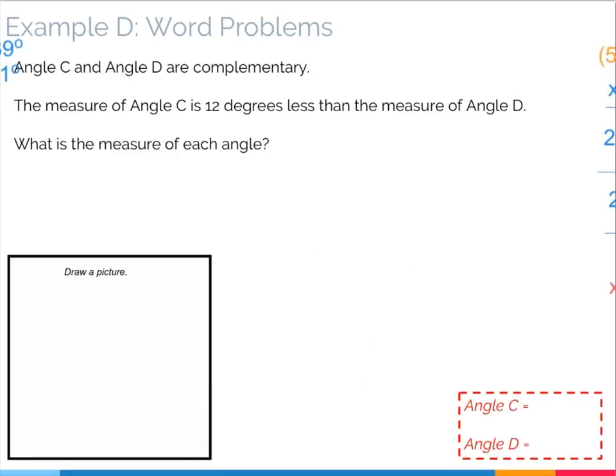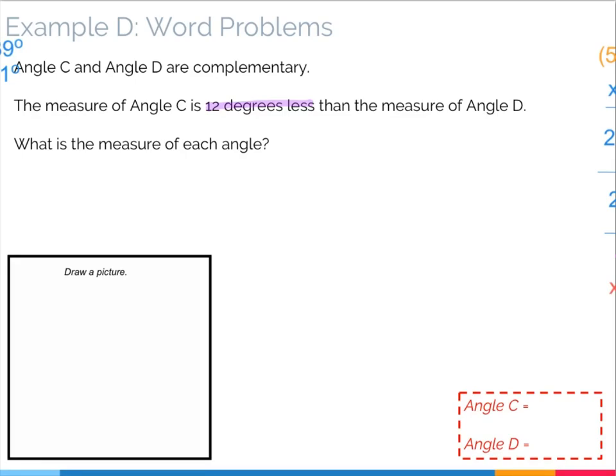Here we are at example D, the last example. We're talking about word problems. It says angle C and angle D are complementary. The measure of angle C is 12 degrees less than the measure of angle D. That's important information, so we're going to highlight that it's 12 degrees less than the measure of angle D. What is the measure of each angle?